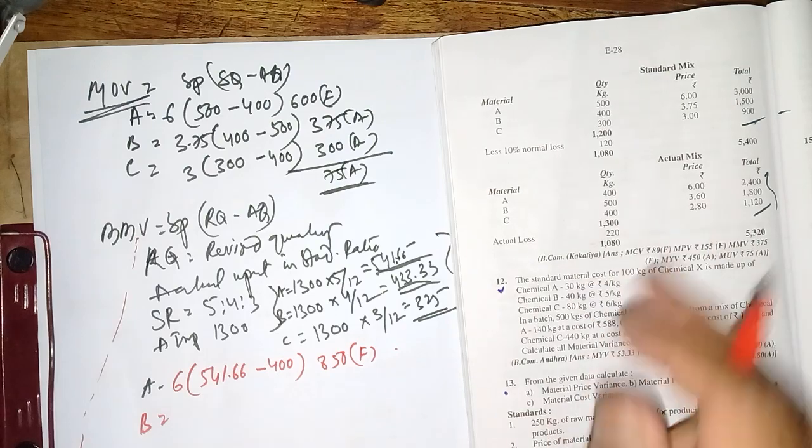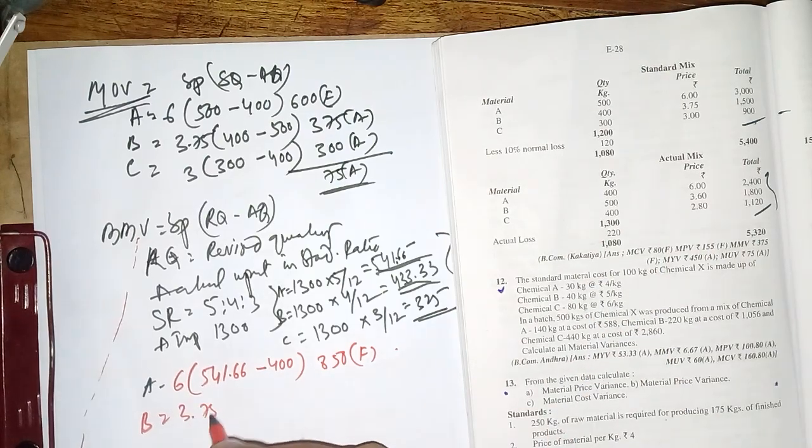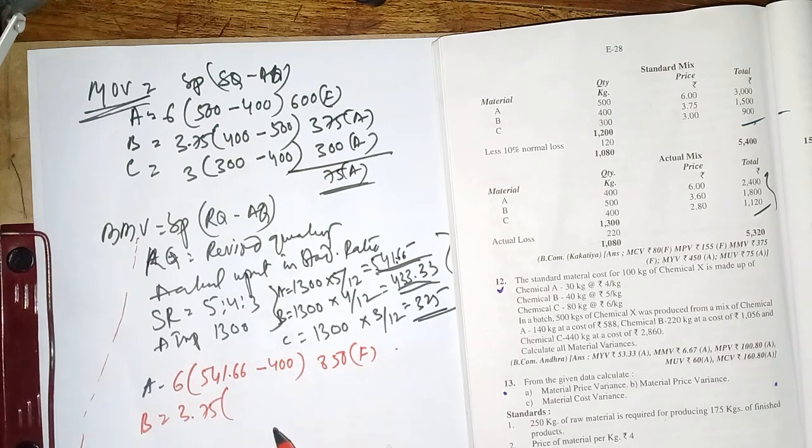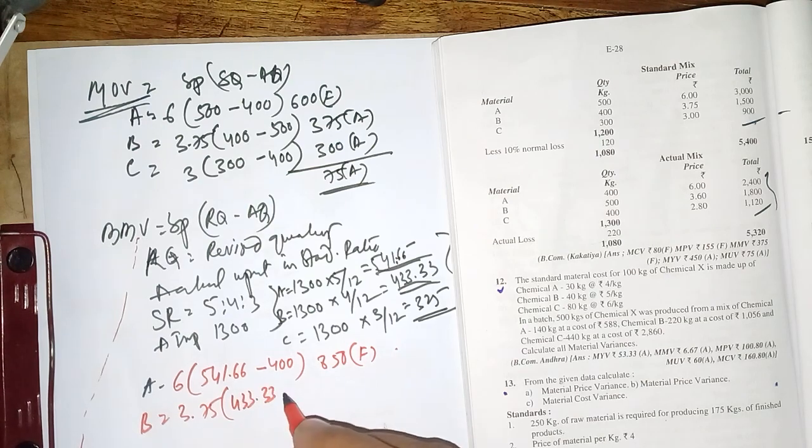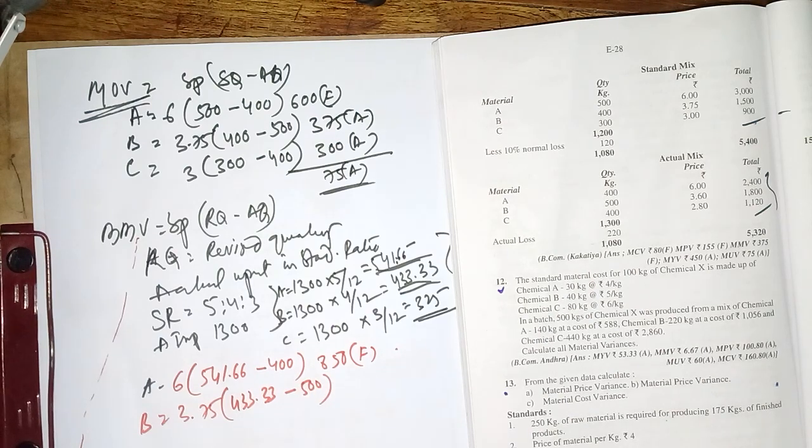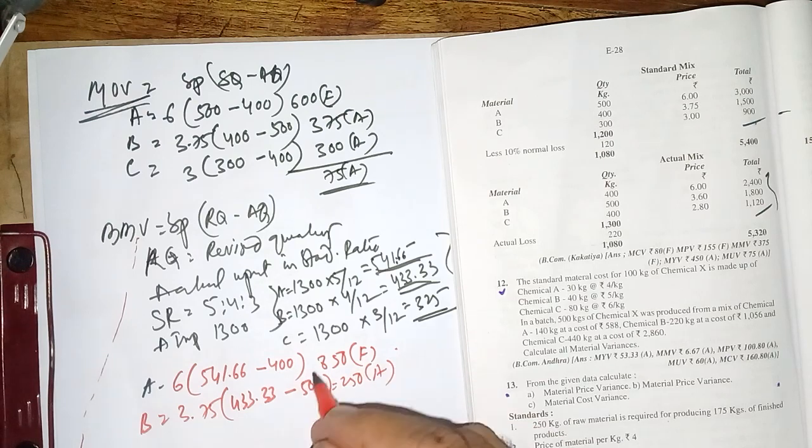Already we have here, standard price is 3.75 multiplied with RQ, revised quantity is 433.33 minus AQ is 500. So 433.33 bar minus 500 into 3.75, if I'm not wrong, 3.75, correct. So we are getting 250 A, we are getting adverse, right?